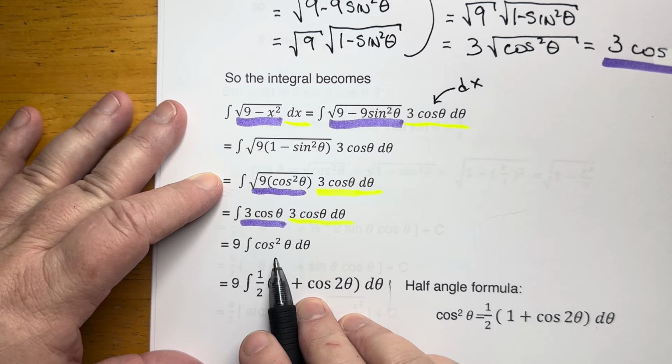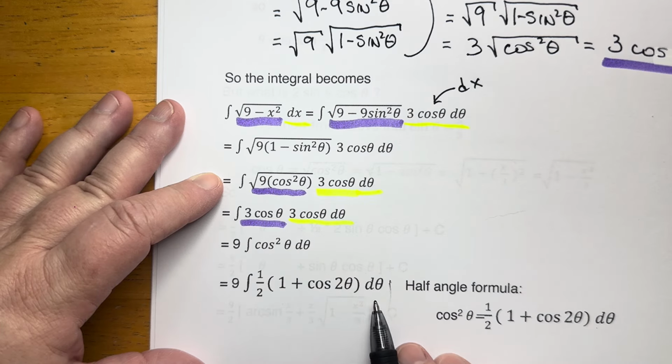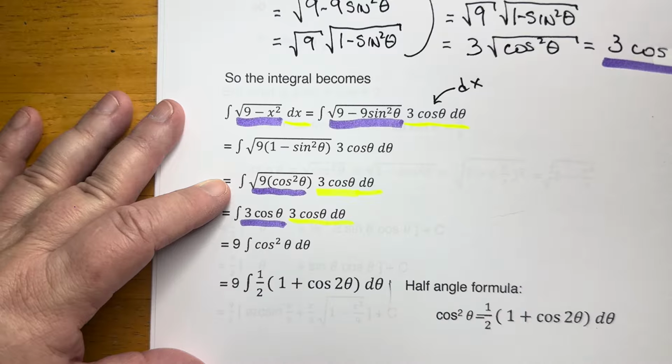So instead of cosine squared, I'm going to write 1/2 times the quantity 1 plus cosine 2 theta, d theta, right? So this is an equivalent expression. Okay, so far so good.